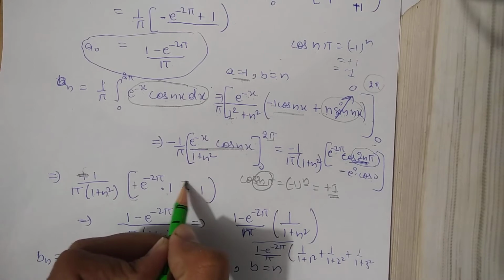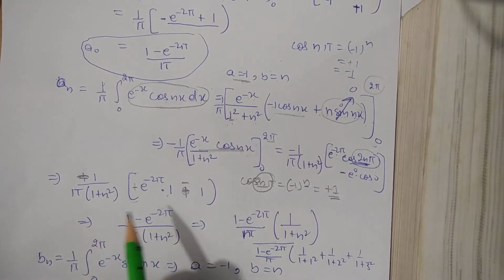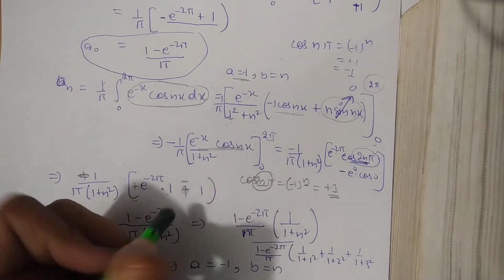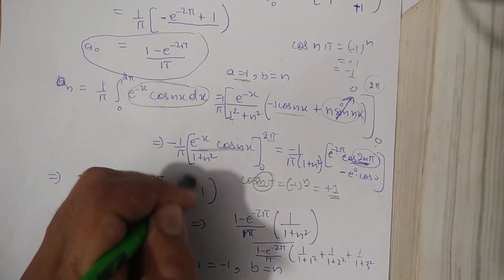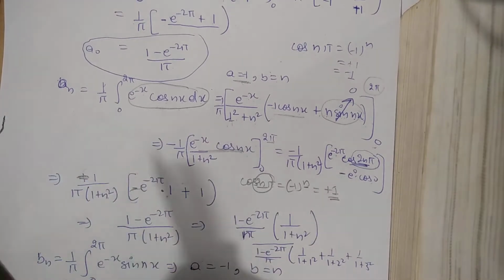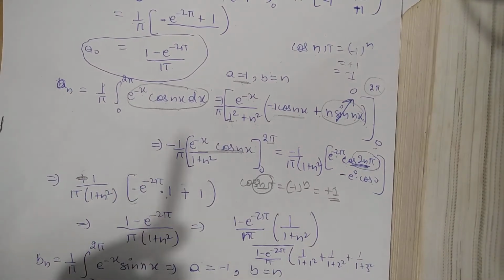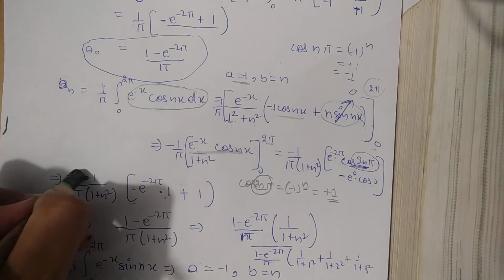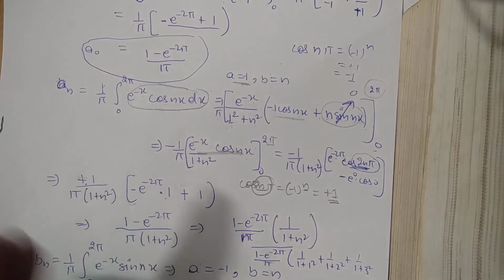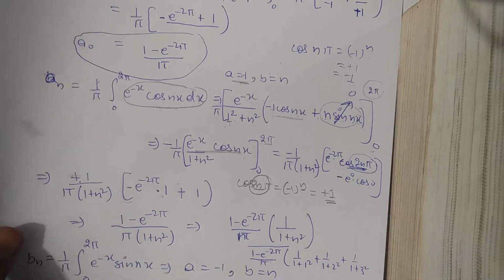So I will take it as the minus term only. Now, interchanging its sign, this value will become positive, and here this value will become negative only. I'm taking this minus outside, so this value, which was earlier a negative term, will change into a positive term. So this will be the value of an.